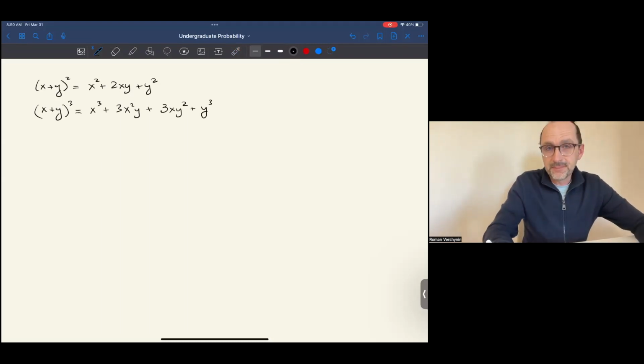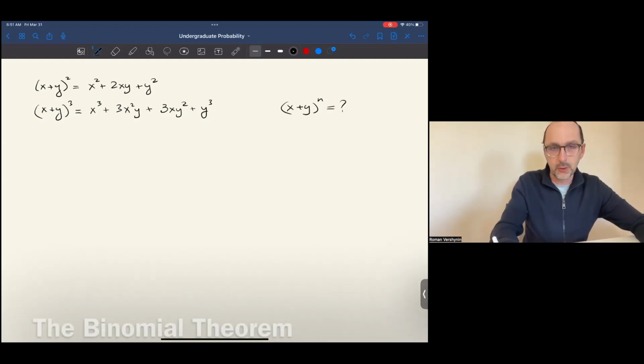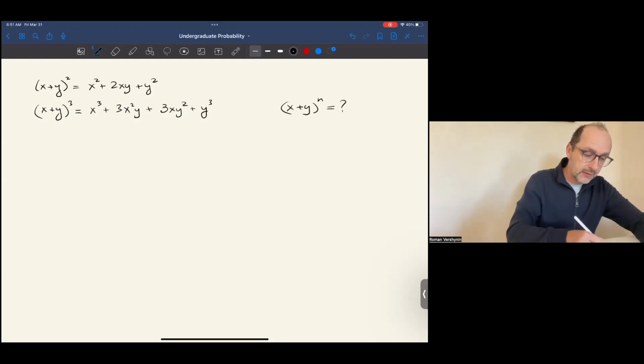You may wonder if there is a general formula that will allow us to compute things like (x + y) to any power, such as 100. And there is one. It's called the binomial formula, and that is what we're getting at today. Let's try to rediscover the binomial formula on the example of (x + y) to the power, for example, 5.